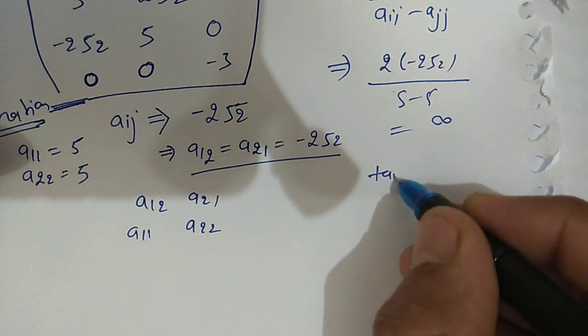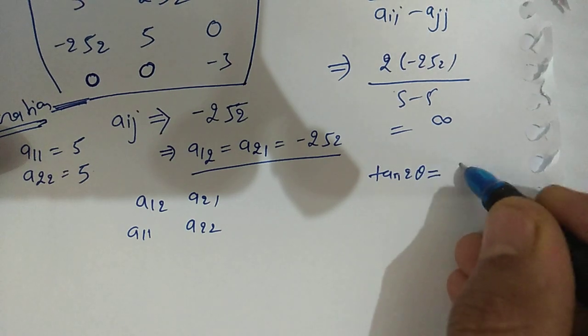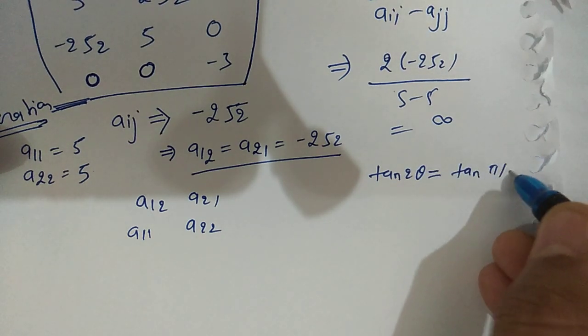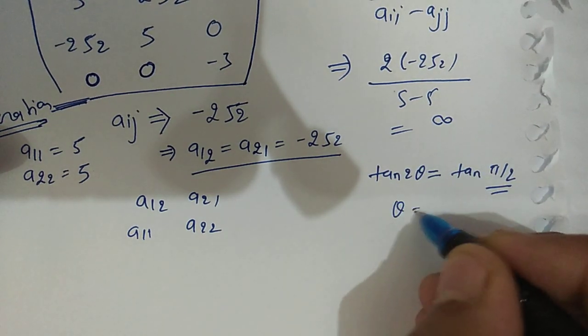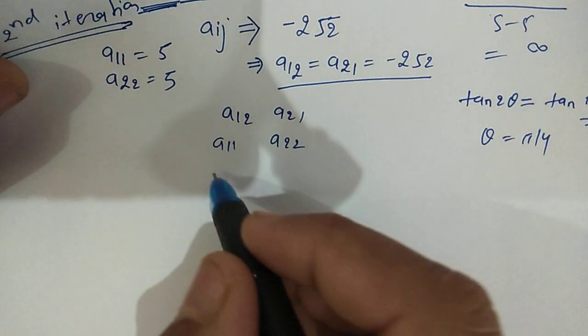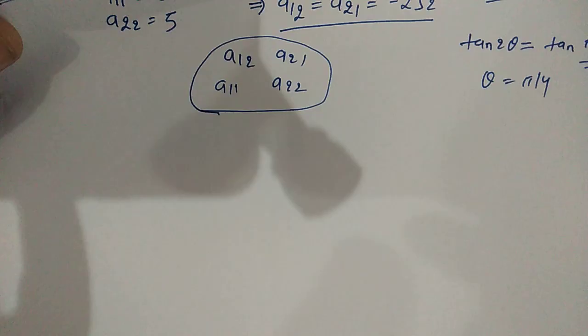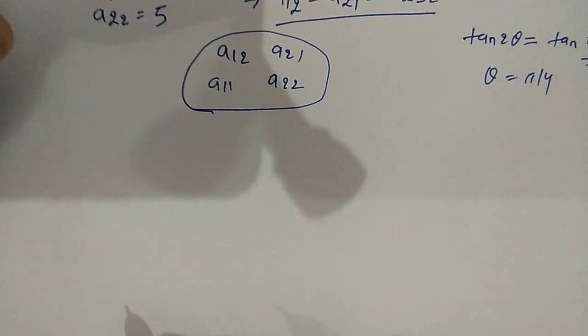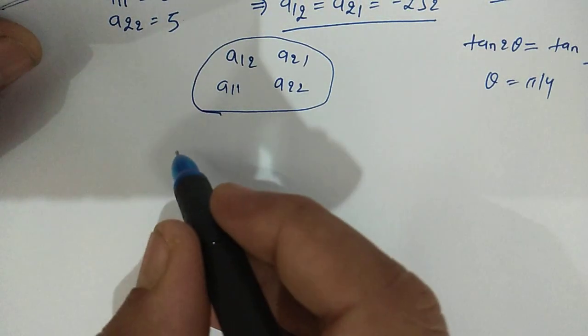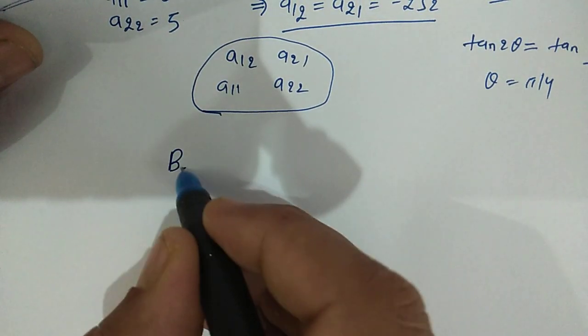So tan 2 theta equal to tan pi by 2, so theta equal to pi by 4. So if you see this, here we have a11, a22, a12, a21. So this is the rotation along z axis. So we can have B2 here.